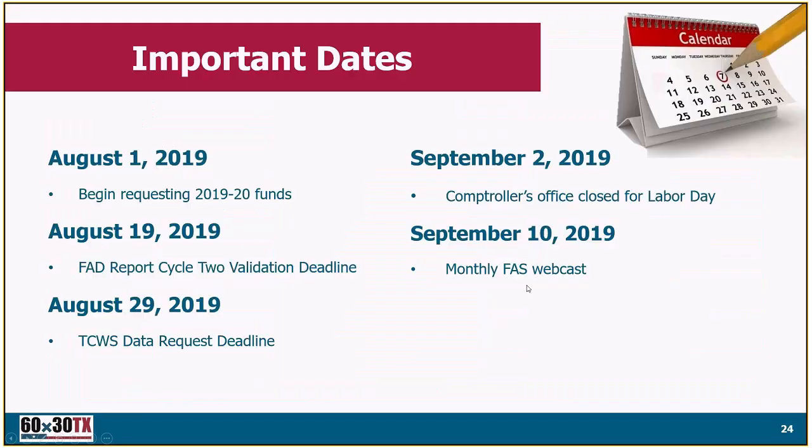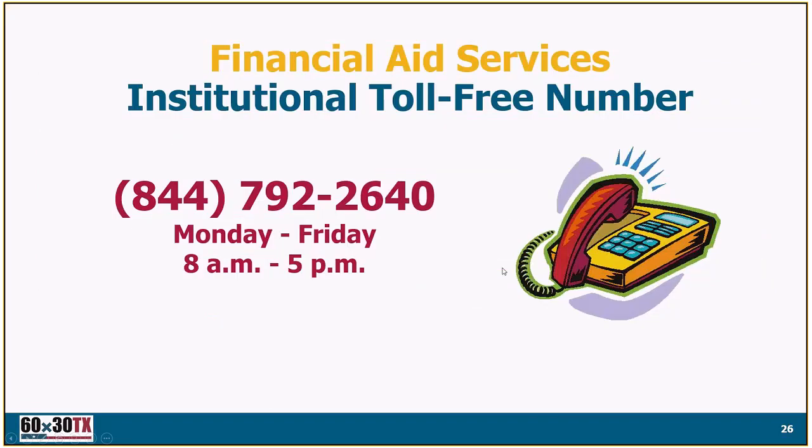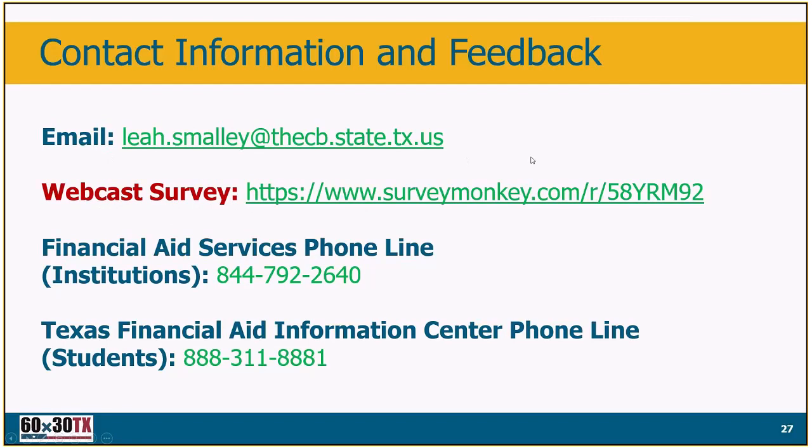Going back to the last important date, September 10th is our next monthly FAS webcast. It's the start of the fiscal year, so hopefully we'll have some exciting topics. I really encourage people to log in and join to see what we're going to be talking about. We'll send out the topics in advance like we always do, and then if you have questions, just reach out. And as always, our institutional phone line is open Monday through Friday, 8 a.m. to 5 p.m. The number is 844-792-2640. And for the contact information, here's my email address.